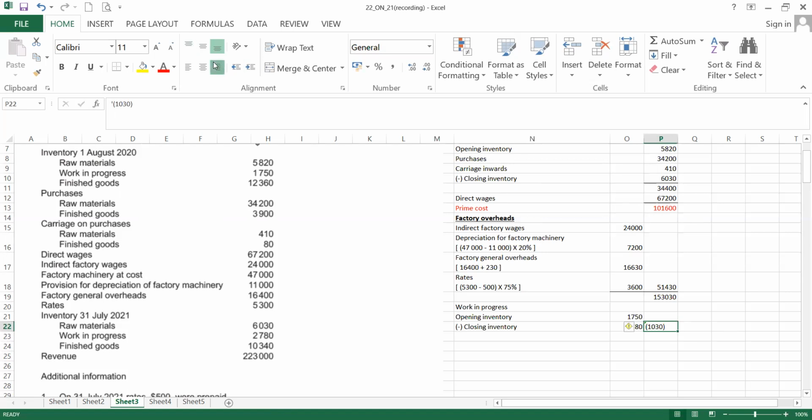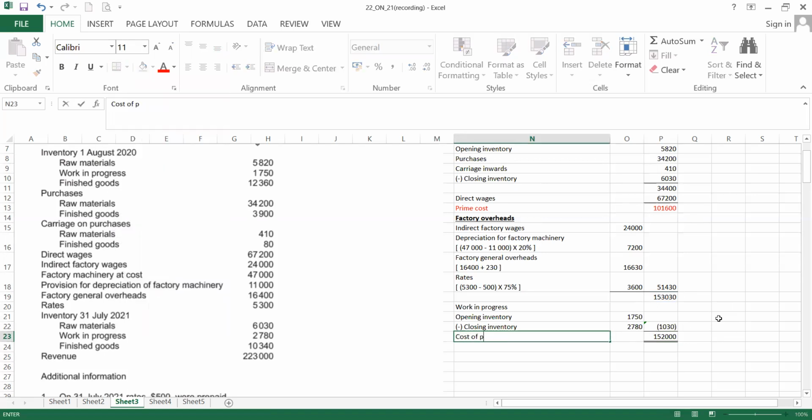So now what we have to do is take this amount minus 1030. If you get a positive, then you should plus. But because this is a negative, you minus. So we get this one, cost of production.